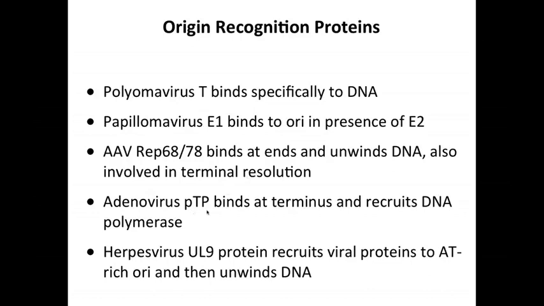The pre-terminal protein of adenovirus binds at the origins at the end and recruits the DNA polymerase, which then will add a C residue to the pre-terminal protein, which serves as a primer for DNA synthesis. And finally, the protein of herpes virus called the UL9 protein. This recruits viral proteins to the origin of replication, which of course is AT-rich, and helps unwind the DNA, very much like T helps unwind SV40 DNA.